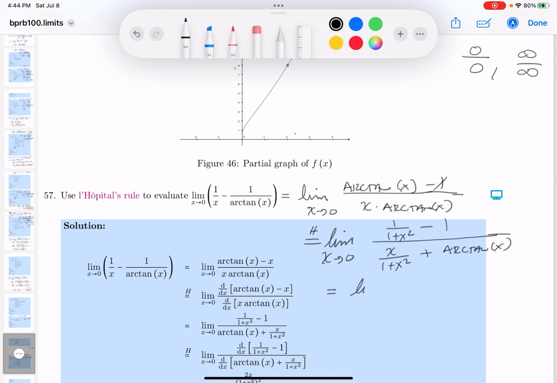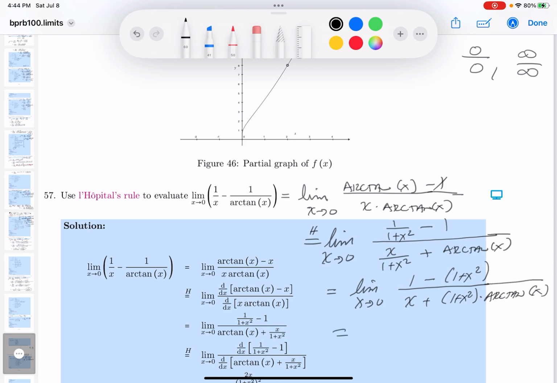The limit, x goes to 0. And what would you get? Multiply top and bottom by 1 plus x squared. It looks kind of nightmarish, doesn't it? So on top you get 1 minus (1 plus x squared). On bottom, you get x plus (1 plus x squared) times the arctangent. Yeah, it kind of looks nightmarish, doesn't it?